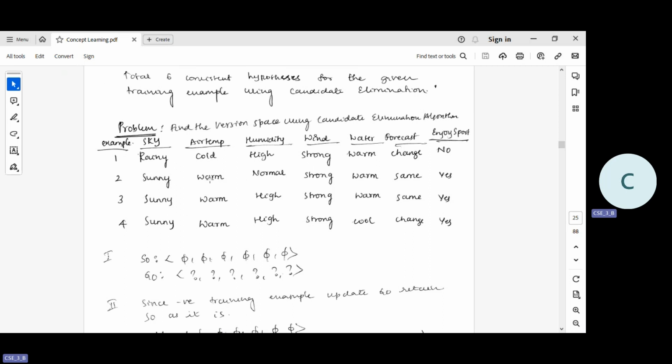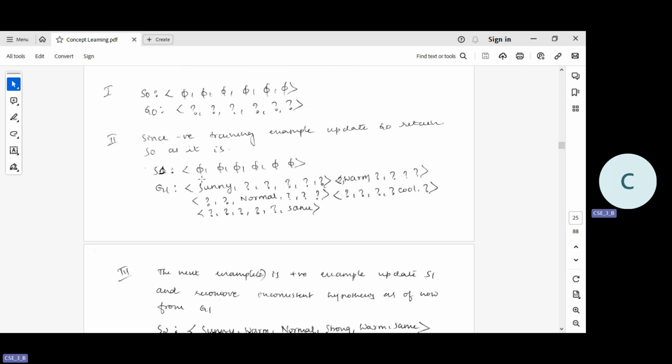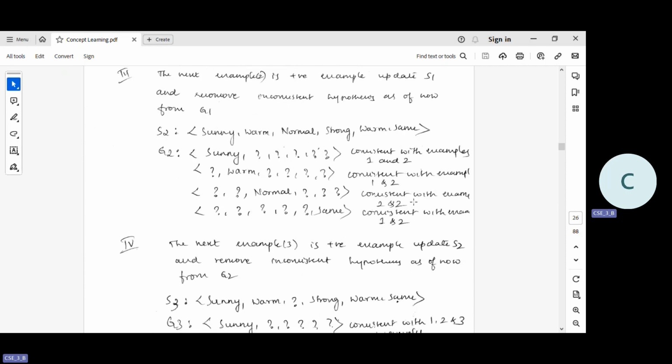Okay, so go to the second training example. In this case, the attribute value is warm. There is a match, and the question mark can be matched with this value, and the outcome is yes. So we can say this is consistent with both the training examples, 1 and 2. We can observe it is consistent with the first and second training examples.